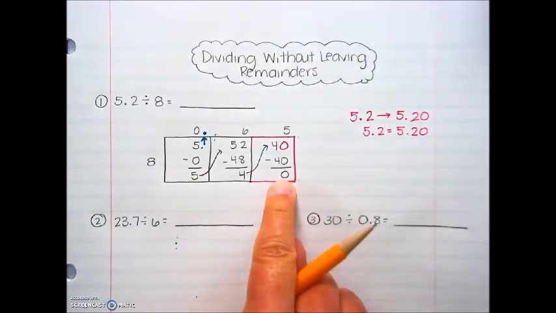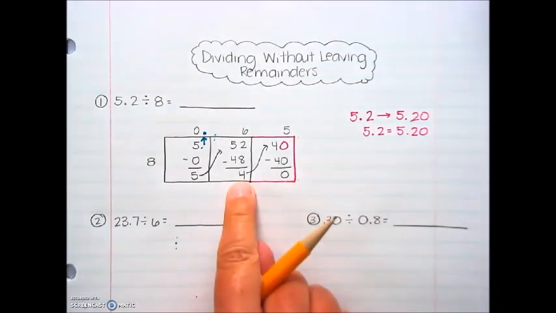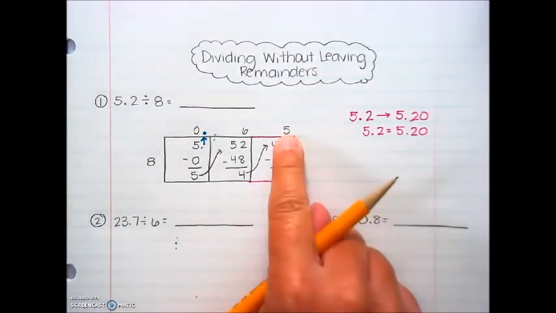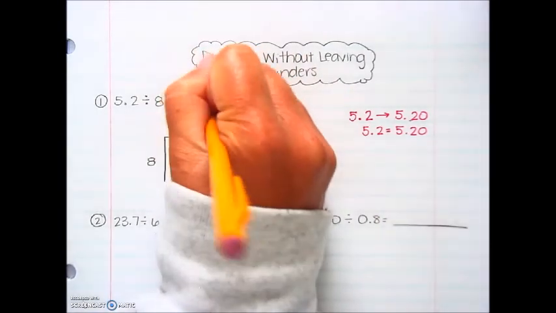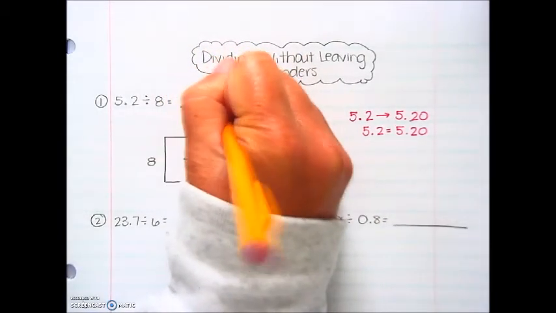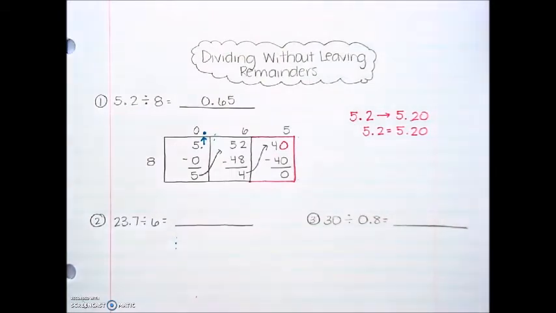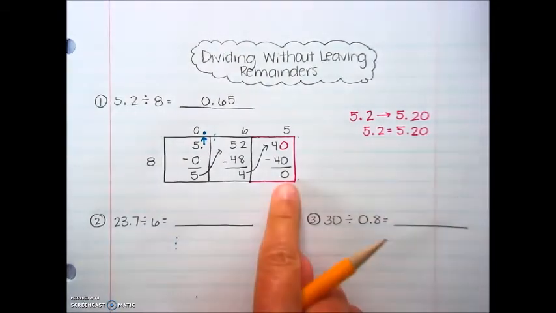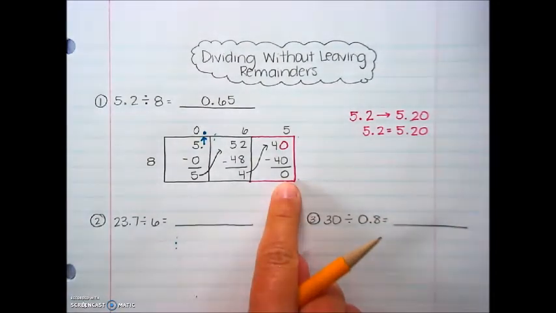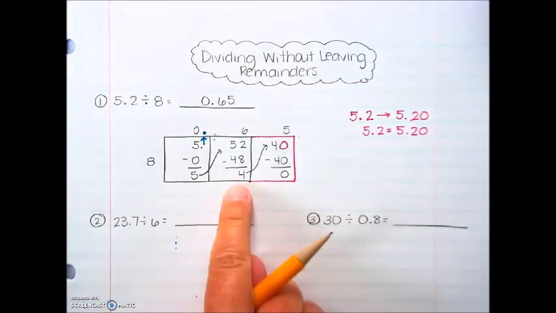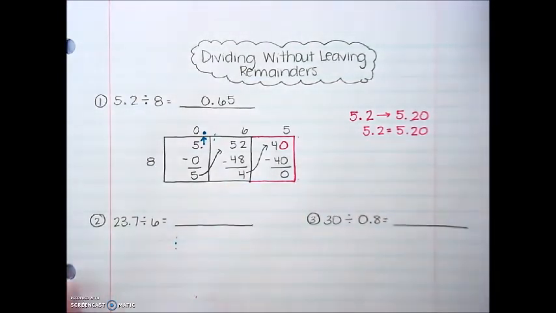I don't have a remainder anymore. So I turned that remainder of 4 into 5 extra hundredths, which made my quotient 0 and 65 hundredths. So adding that placeholder 0 gives us the ability to get rid of this remainder. Let's take a look at another example.